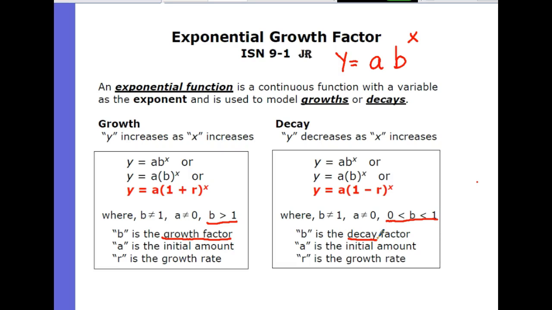What's another word for decaying? Dying, decreasing, and it's going to be going down. So even though we call it a growth rate, the rate is making it go down. I think in this assignment it's called a decay rate. It's making it go down. It is exponential because x, the variable, is the exponent. A is the initial amount, b is your base, your multiplier, and then x is your exponent.